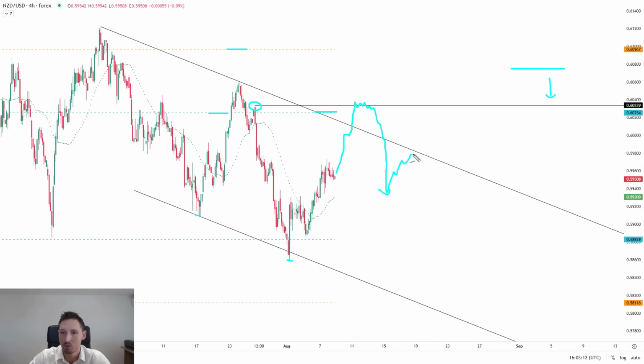And then you can end up with something like this, pulls back, tests the underside. And then when it takes this low, if it goes down like this, then this gets adjusted from these highs, and you get a new downward sloping trend line. So I'm looking for the break above the 0.60339 next week, which is this high right here. And that's where I'm going to be looking for buyers to get trapped.